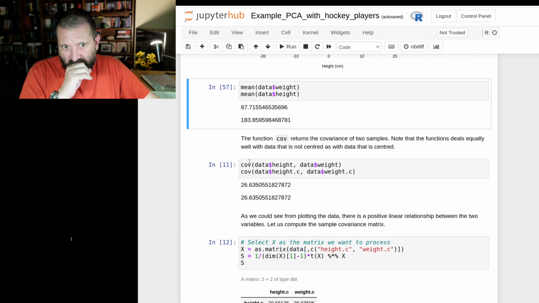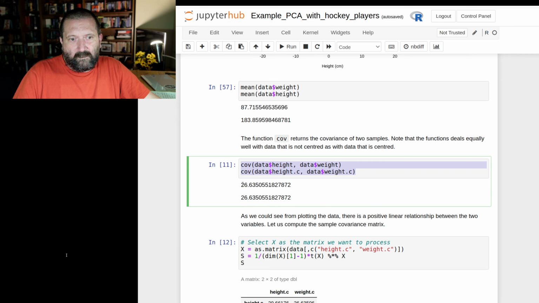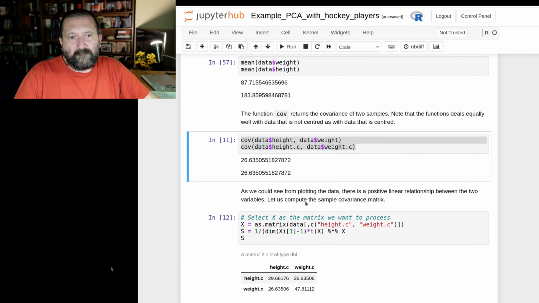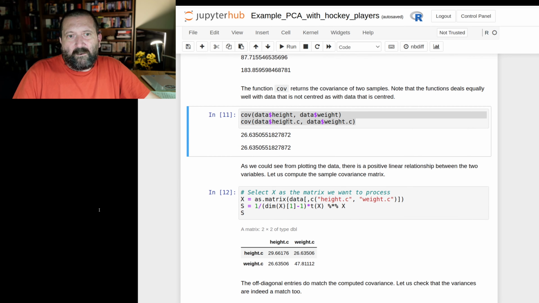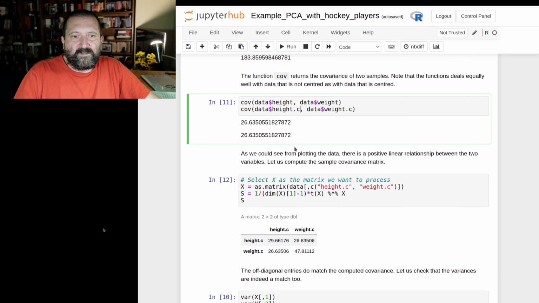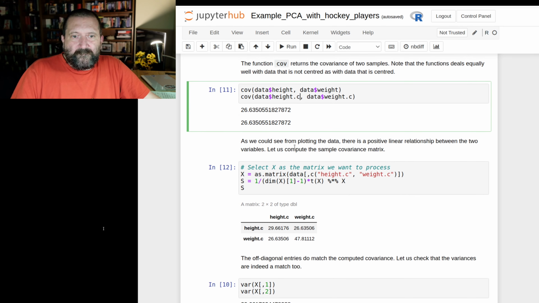Just a remark in passing. Covariance works whether you're centered or not, and you can see this by looking at this here. I'm computing, by the way, I didn't mention this, the height centered. The .C is for centered, and this is the uncentered one, and we get the same value.